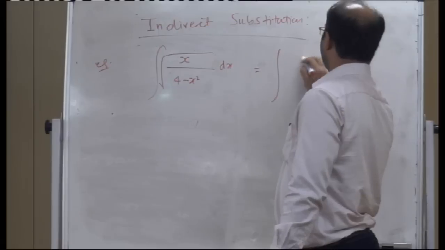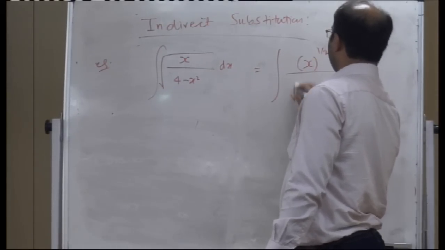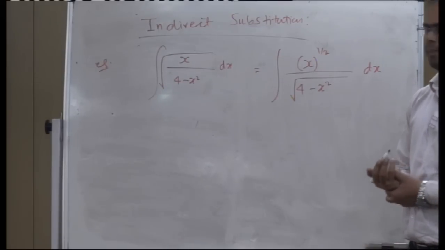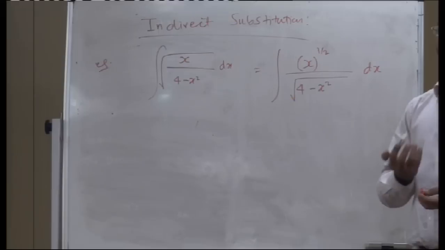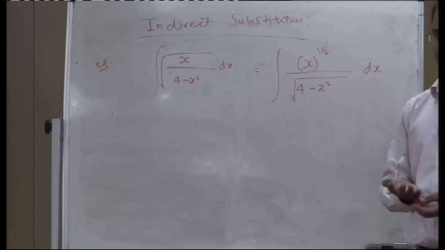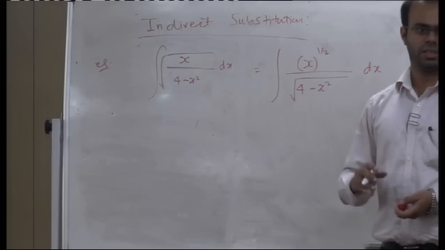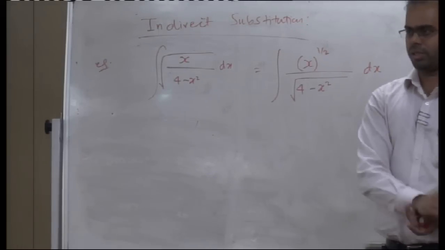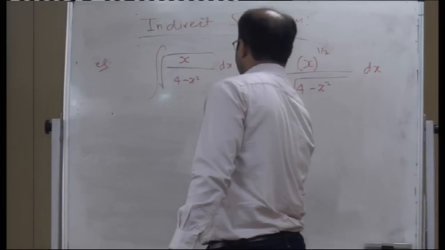X to the power 1 by 2 you write first, 4 minus x square under root dx. Now what generally our approach in such questions is that the numerator part is x to the power 1 by 2. How do we get x to the power 1 by 2 as a derivative? Because this is multiplied with the derivative. So generally we take x to the power 3 by 2, whose derivative is x to the power 1 by 2 with a constant multiplied. So let us assume that x to the power 3 by 2 is t.